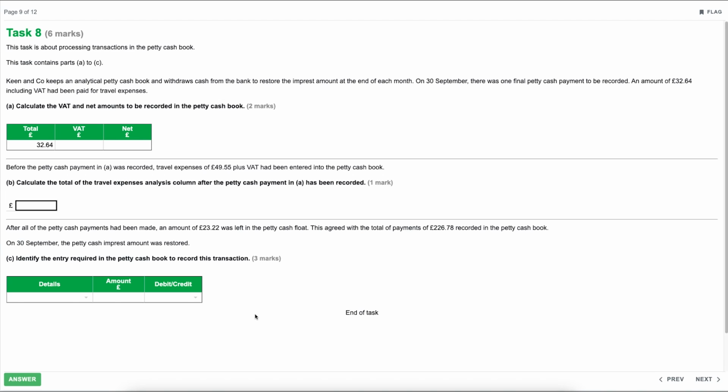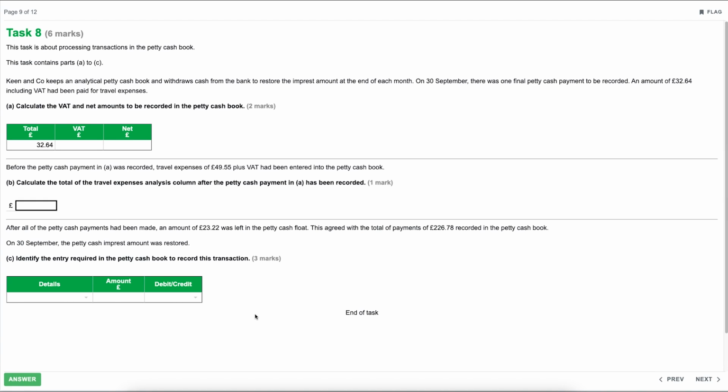On the 30th of September, there was one final petty cash payment to be recorded. An amount of £32.64, including VAT, had been paid for travel expenses. Part A then, calculate the VAT and net amounts to be recorded in the petty cash book. So in this one, we've been given the total amount, so the gross, and all we need to do is work backwards to calculate the net and VAT values.